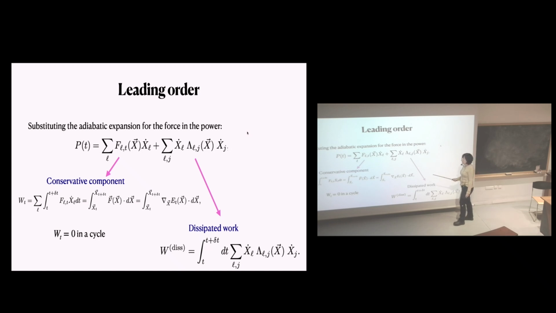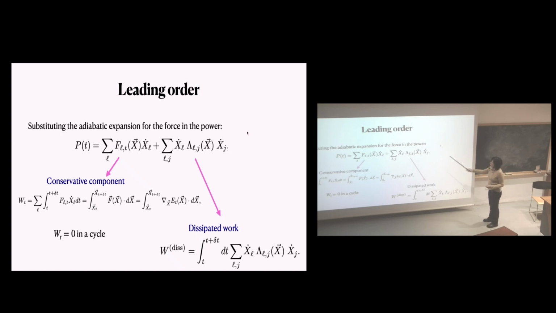So we end up with some expression, some integral that depends on the final points of the trajectory. And in particular, if I evaluate this work in a cycle, where I start and I finish at the same point, I will find that this work is equal to 0, as is the work done by conservative forces.